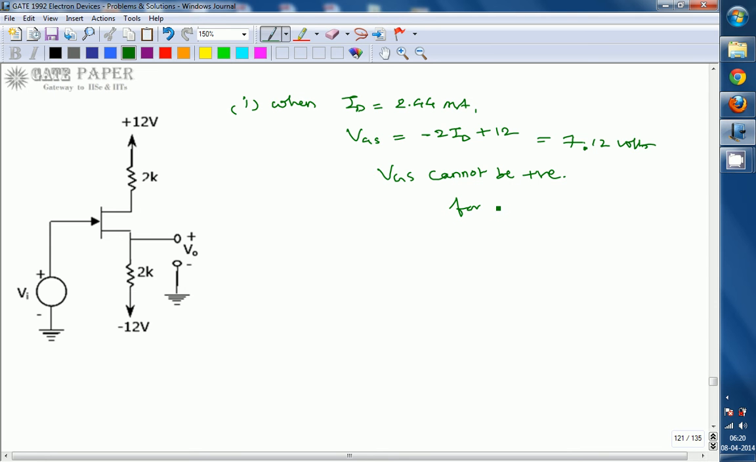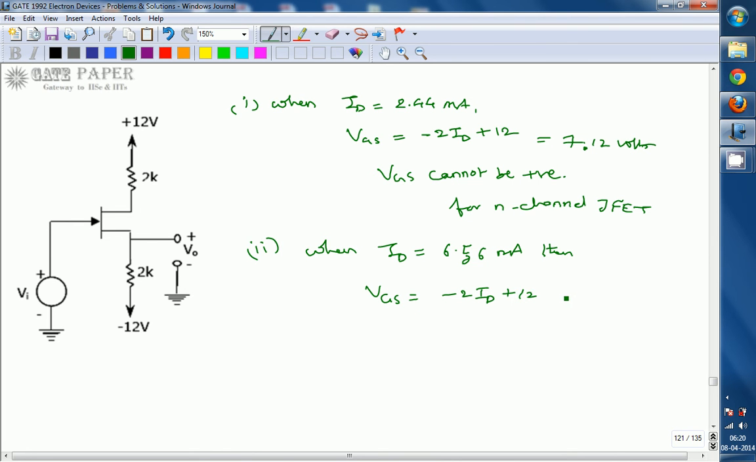For N channel JFET. Next, second case, when ID is equal to 6.56 milliamperes, then VGS is minus 2ID plus 12. So here you will get 6.56 into 2, that is nothing but minus 13 you will get. So what you are getting is minus 1.12 volts. You will get it as VGS. VGS is negative, so this can be the answer.